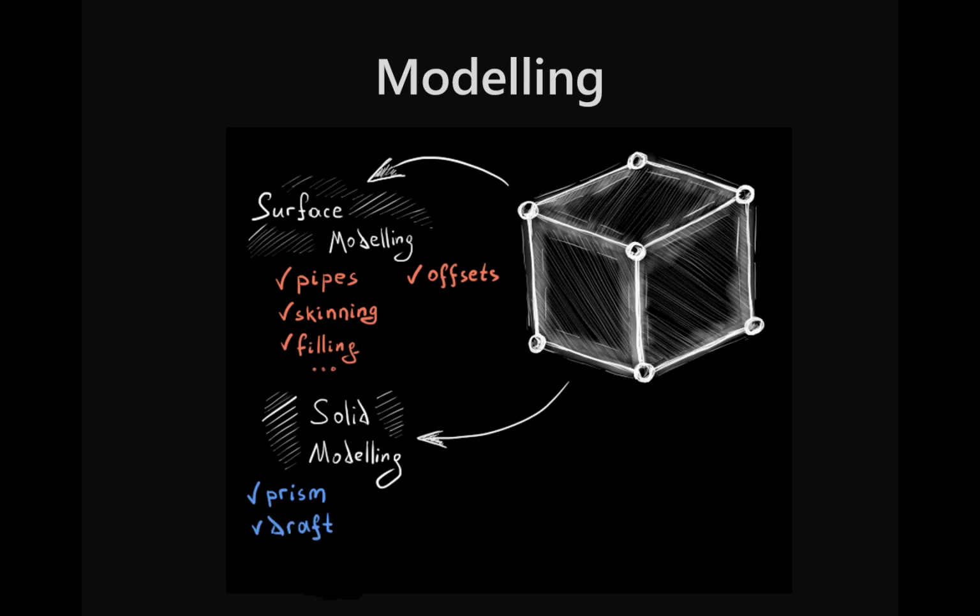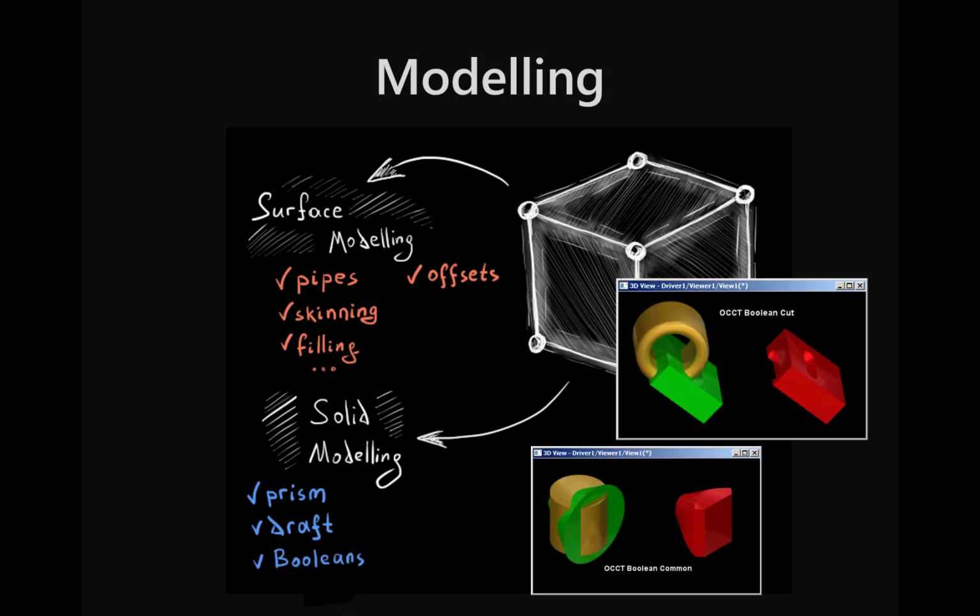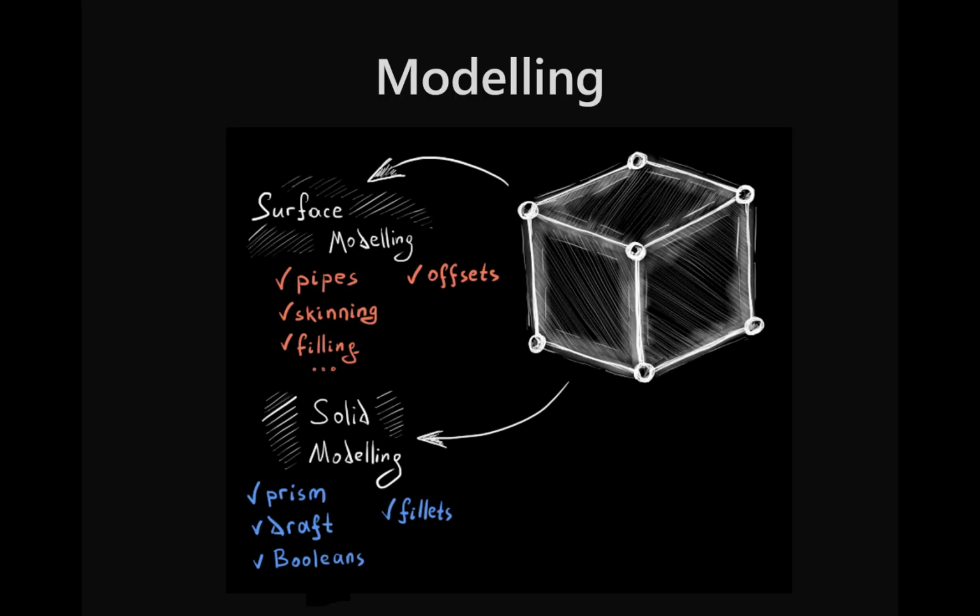Then we can also tweak faces in our prism and give it a draft angle. We can run Boolean operations, of course, and this is a key functionality of OpenCascade, I'd say, because it allows us to perform whatever sculpting operations we want. Also, we can build fillets and blends between neighboring faces, and we can build chamfers.